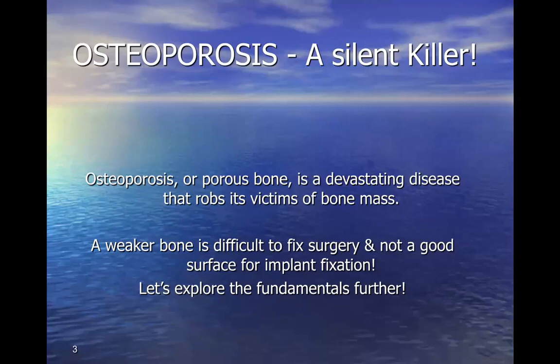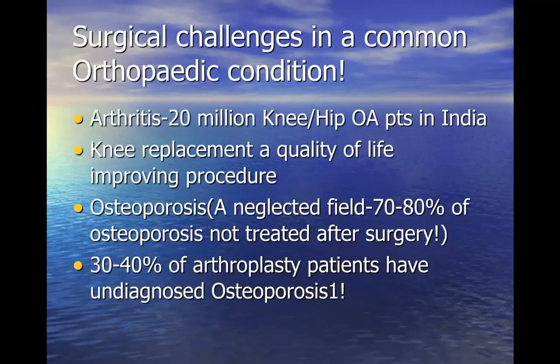So let's look at what is osteoporosis? Osteoporosis is a porous bone. It's a devastating disease that robs its victims of the bone mass. A weak bone is difficult to fix. A weaker bone is difficult to fix the implant to, and not a good surface for implant fixation. And if it breaks, the fixation itself is very difficult because there's no hold for the screws and plates. So let's explore these fundamental concepts of both joint replacement surgery and osteoporosis in greater detail.